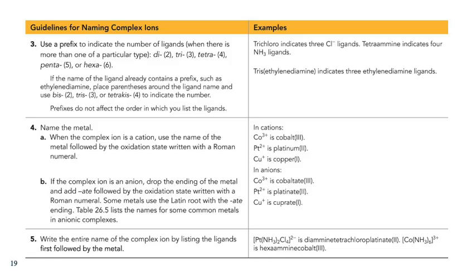Then we're going to use numerical prefixes to indicate how many ligands there are if there's more than one. These are the same numerical prefixes that we used in naming molecular compounds. Di, tri, tetra, etc. So trichloro means you've got 3 chloride ligands. Tetraamine means 4 ammonia ligands.